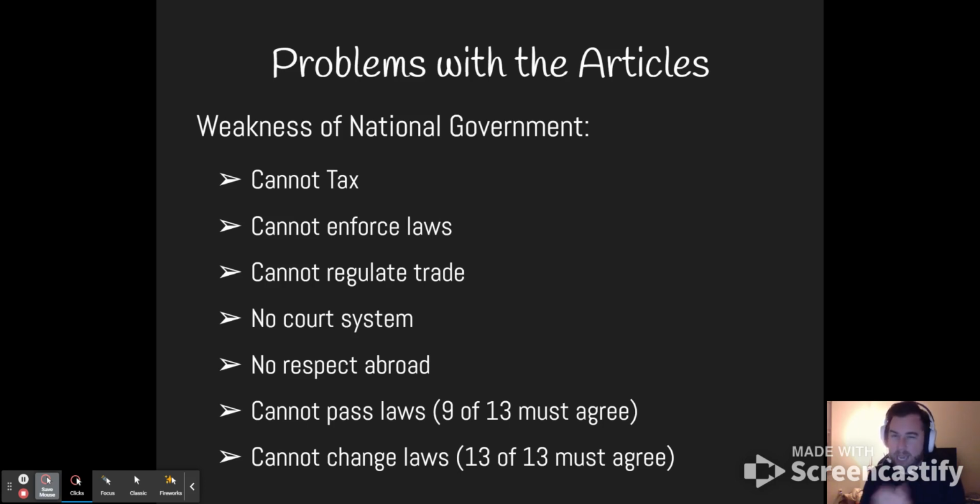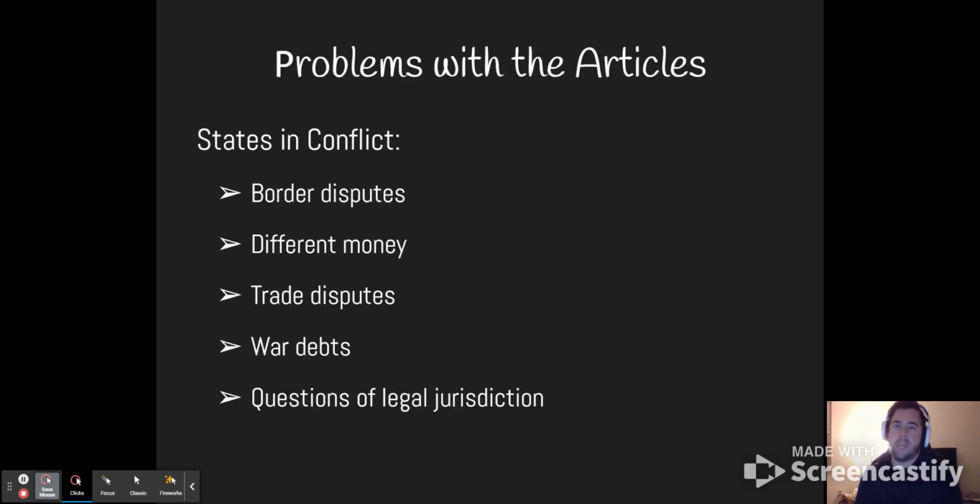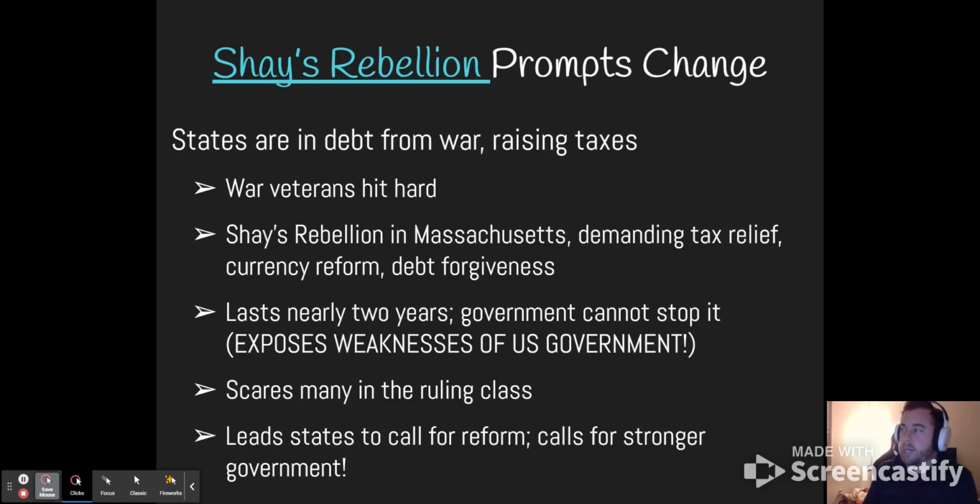But they can't change laws either. So once you get 9 out of 13 states to agree to a law, it has to be unanimous, 13 out of 13, to change the law. So the Land Ordinance and the Northwest Ordinance are stuck, and southern states say, wait a second, you just banned slavery. What's the thinking there? They can't change these laws. So the states are in conflict. There's different money, as I mentioned. There's trade disputes. There's war debts. Some states have paid off their war debt. Other states haven't. And the federal government is not doing a good job of keeping tabs on that.